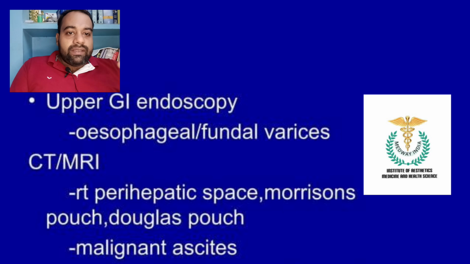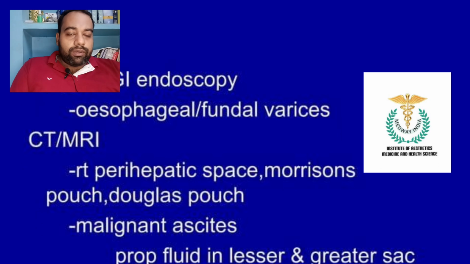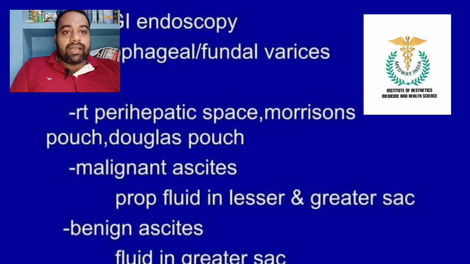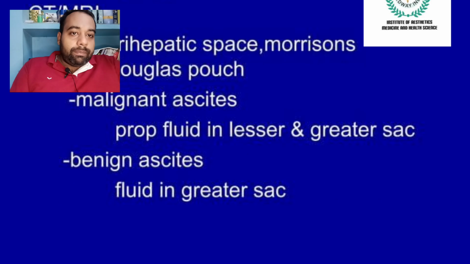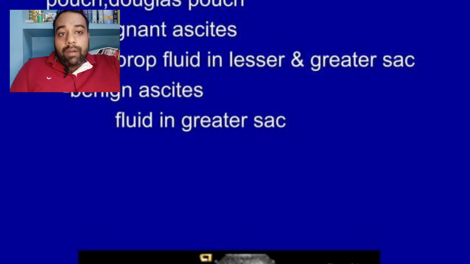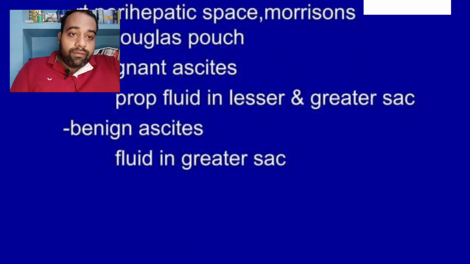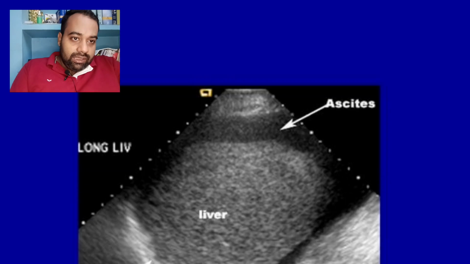Obviously, upper GI endoscopy and CT MRI are there. Upper GI endoscopy is to look for complications of the underlying disease, and the CT MRI gives you some idea regarding the right perihepatic space, Morrison's pouch and Douglas pouch, which are eventually the dependent portions for the collection. Malignant ascites also shows some fluid in the lesser and the greater sac in some cases, but benign ascites typically shows the fluid in the greater sac normally, right?